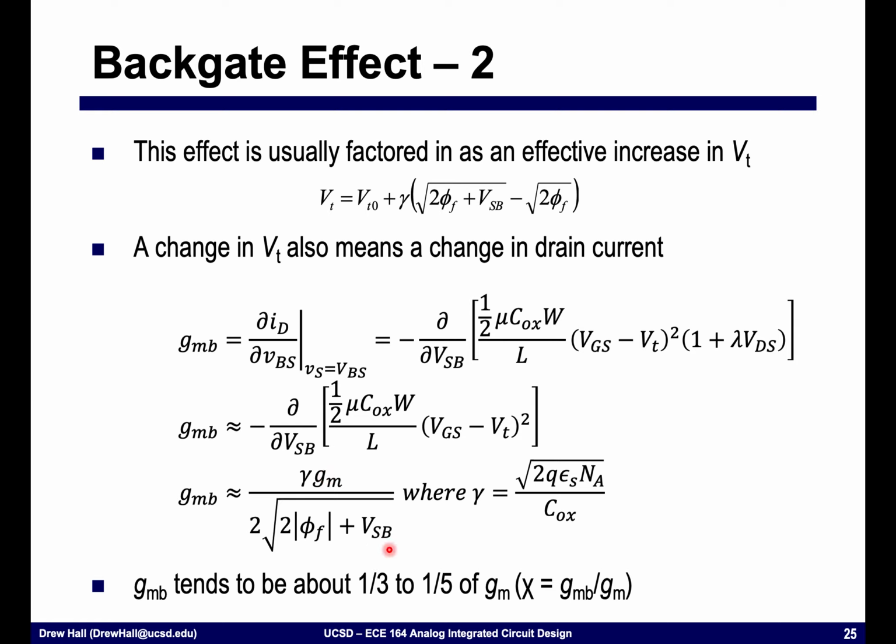What this means is that this factor, gamma divided by all of the stuff in the denominator, is always going to be less than 1. So yes, we could use the body or the backgate of the transistor as another transconductance. However, it's only going to be 1/3 to 1/5 as good as GM. This is defined by this parameter here, chi, which is the ratio of GMB divided by GM. This is a pretty standard relationship that holds across a lot of different technology nodes.